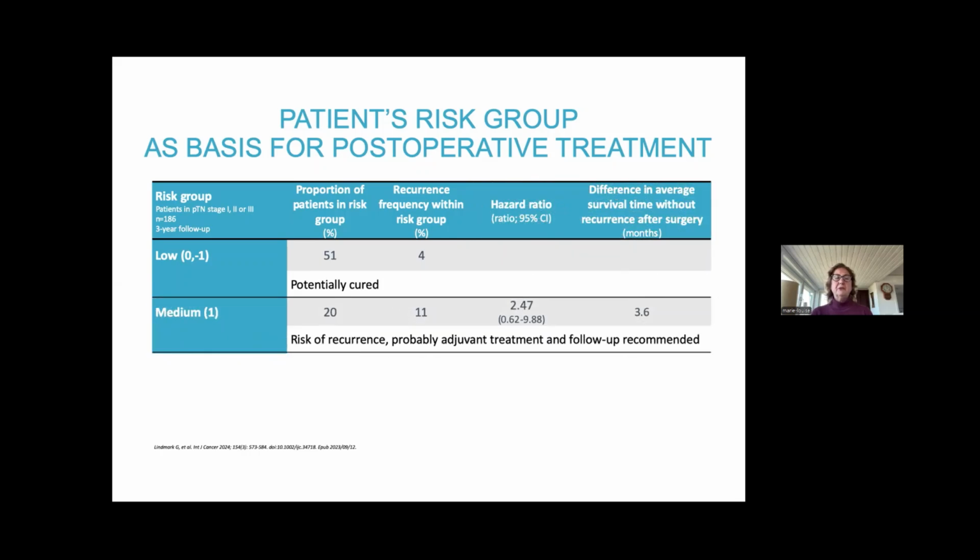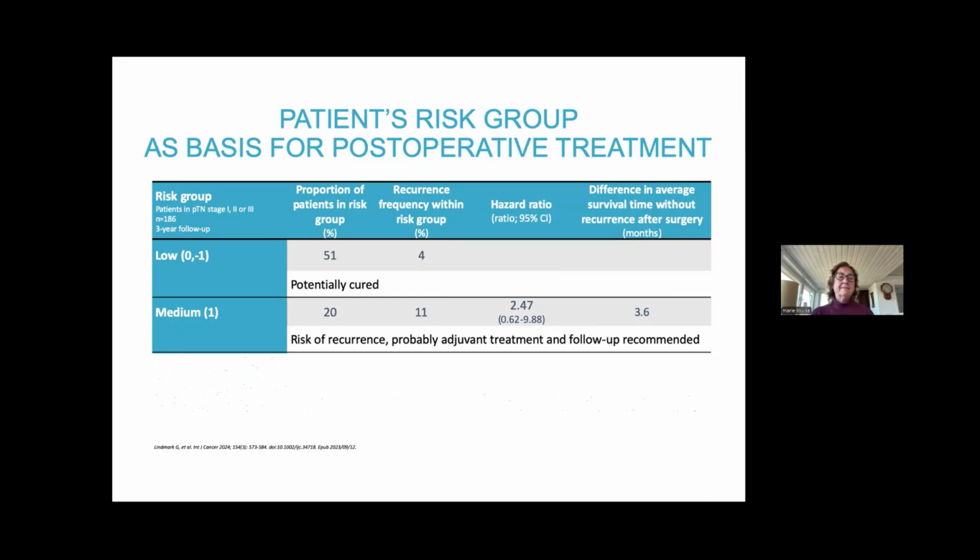So the medium group, this is medium risk. This is a group of 20% of the patients with a recurrence frequency of 11% and a hazard ratio of 2.4, and only a 3.5 months difference in survival time compared to the low group.